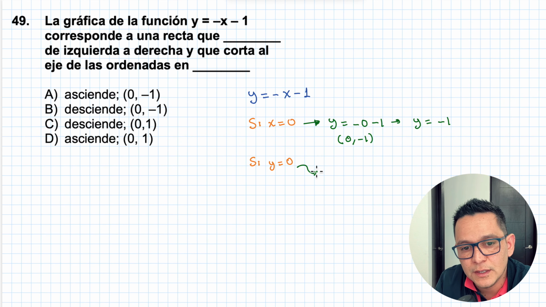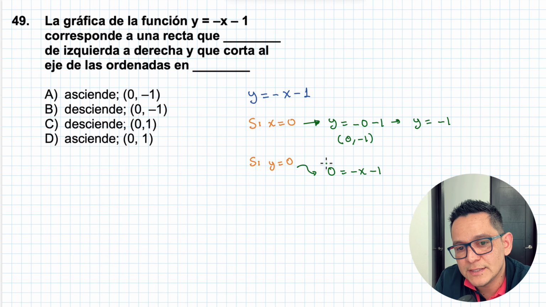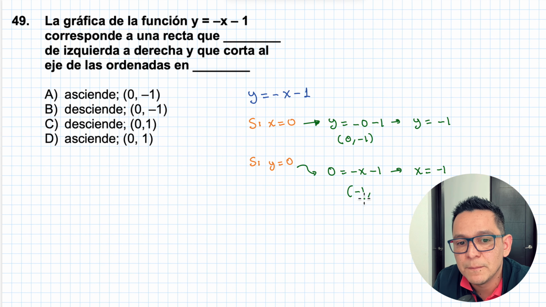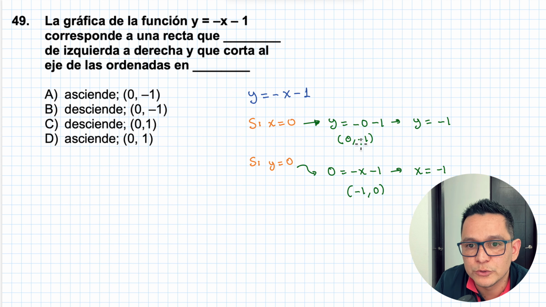And now what happens? If y is already equal to 0 in this function, we would have 0 equals minus x. Okay, move x to this side, and on the right side, we automatically have a minus 1. So the coordinate, when y is 0, is x equals minus 1. So we would have minus 1, 0, right? There it is. It's ready. Now we have these 2 points, which are actually the intersection points, right?